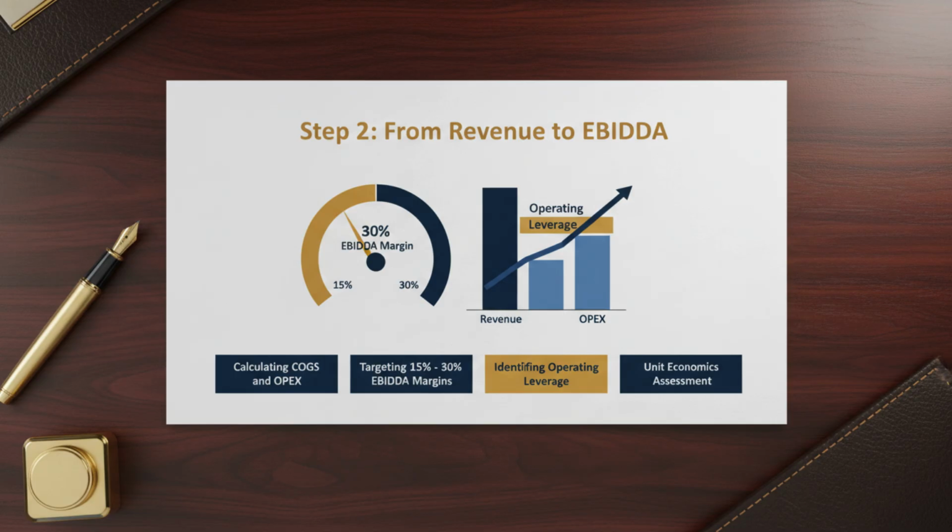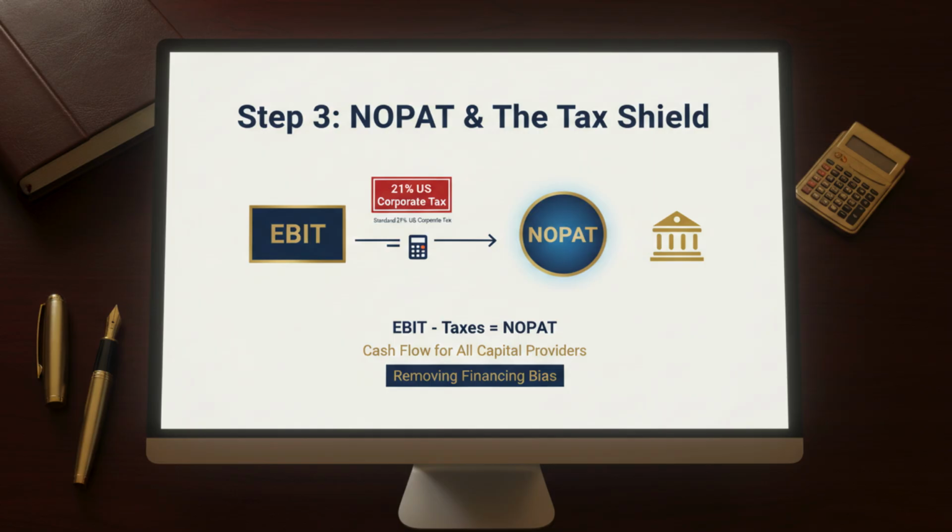Revenue is vanity. Profit is sanity. Once we have our top-line numbers, we subtract cost of goods sold and operating expenses to find EBITDA. This provides a clear picture of operational efficiency before accounting for financial structures. For high-growth startups, we often look for operating leverage, the point where revenue grows faster than fixed expenses. We track EBITDA margins closely, often targeting 15 to 30%. EBITDA is a great starting point, but it's not cash you can spend.